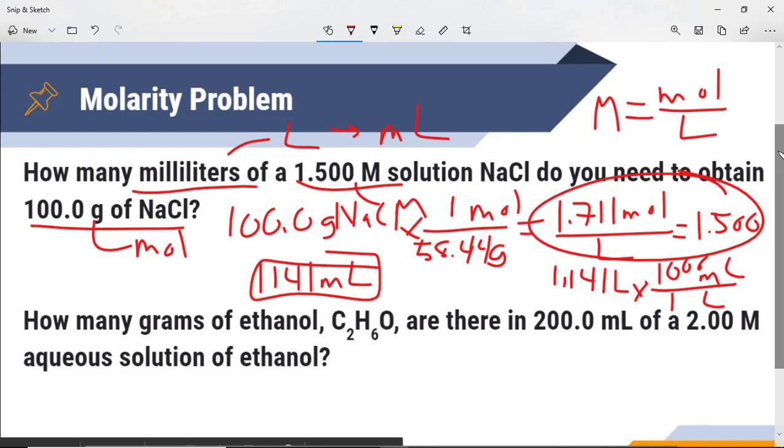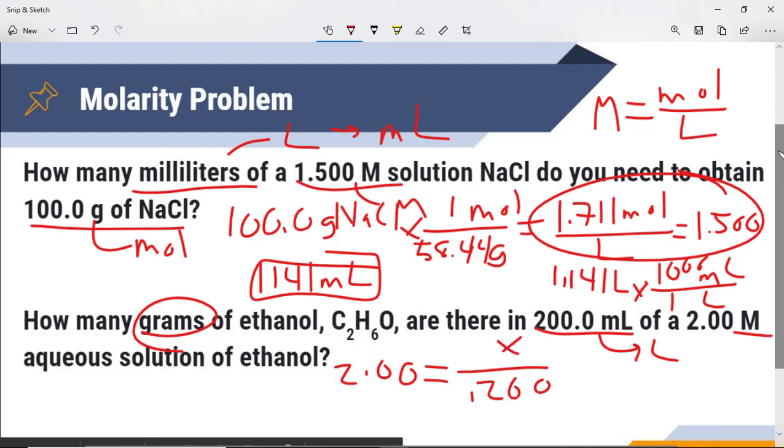All right. How many grams of ethanol are there, C2H6O, in 200 milliliters of a 2.00 molar aqueous solution of ethanol? Well, again, we got capital M here, so this is a molarity formula. We're given volume. It's asking for grams. I don't know grams, but I can get that from moles. So let's start, and we'll use the same formula that we're using up at the top. So that's my molarity. We're going to set that equal to 200 milliliters. Make sure we convert that to liters.